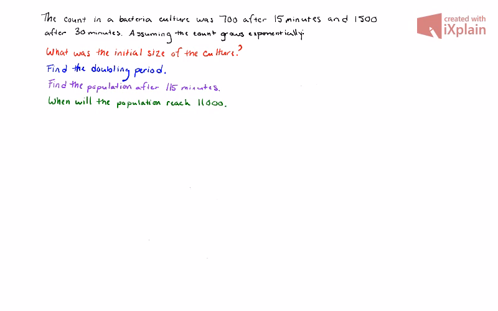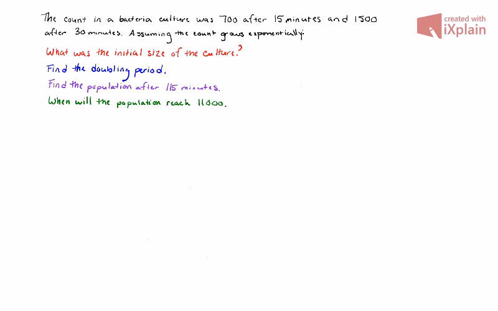Hi everyone, this video is for section 4.6. The count in a bacteria culture was 700 after 15 minutes and 1500 after 30 minutes. Assuming the count grows exponentially, we have four different things that we want to uncover.